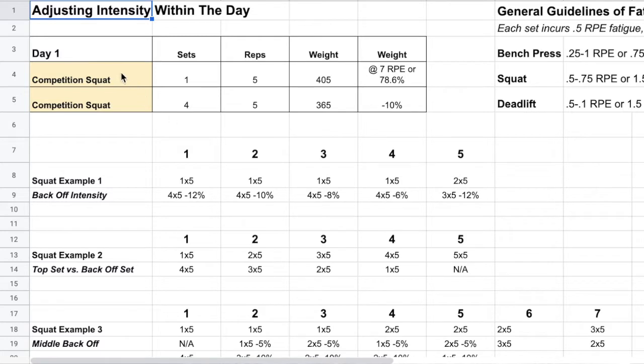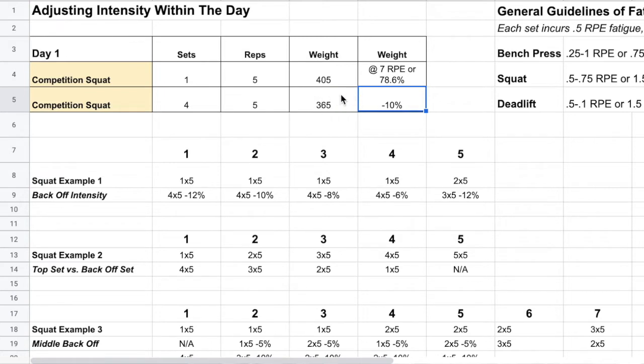So looking at it, here's just the most basic aspect of it. We have competition squat. We have a total of 5 sets of 5. Right here we have 1 set of 5, that's the top set, 4 sets of 5, that's a back off. I even put here that the top set is programmed at a 7 RPE or 78.6%. That gives you an idea of where that top set is. And then the back off sets are programmed at 10% down.